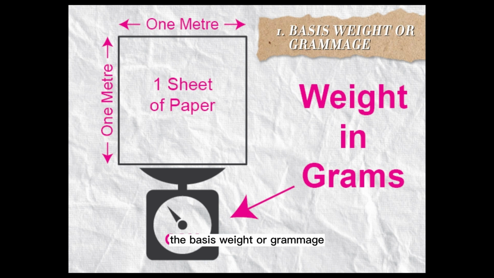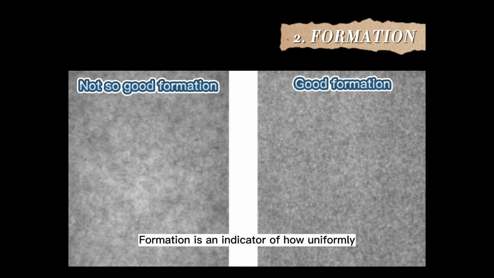The basis weight or grammage is the basic physical property of paper. The basis weight of paper is calculated by weight per unit area. It is mainly expressed as GSM, grams per square meter, of a specific size. Formation is an indicator of how uniformly the fibers and filler are distributed in the paper. Formation plays an important role as most of the paper properties depend on it. A poorly formed paper will exhibit more dot gain and a mottled appearance when printed.